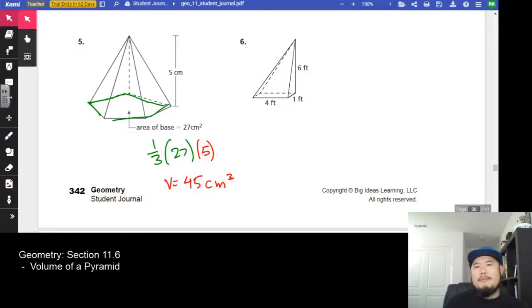Okay. In number 6, hopefully you can see what type of a base exists right there, and that is one of a rectangle.